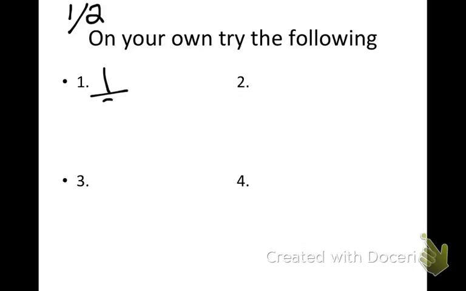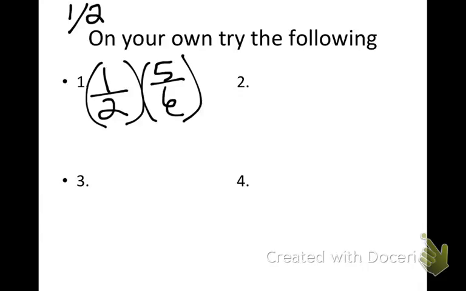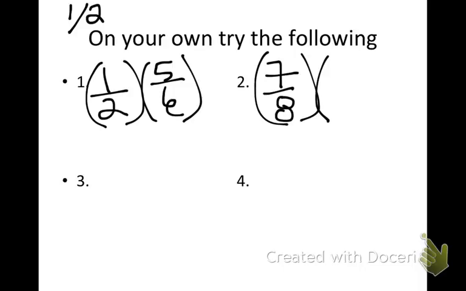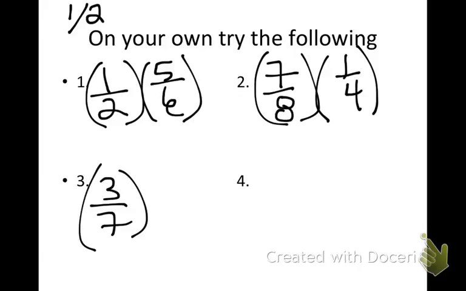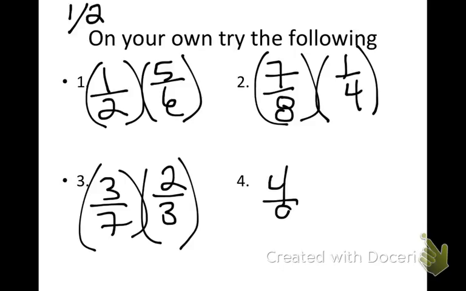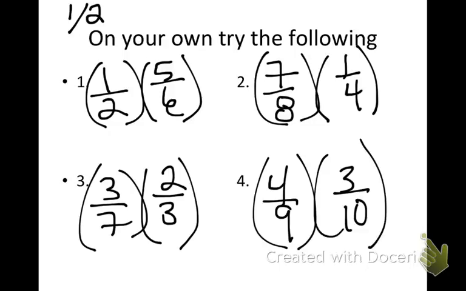Okay, so my first one is 1/2 times 5 over 6. Go ahead, solve that. My second one is 7/8 and 1/4. My third one is 3/7 and 2/3. And my fourth and final one is 4/9 and 3/10. So make sure you're following the steps that we came up with. Simplify, multiply numerators, multiply denominators, double check to make sure they're in their simplest form, submit your answers, and when you're ready, I'm going to have you move on.